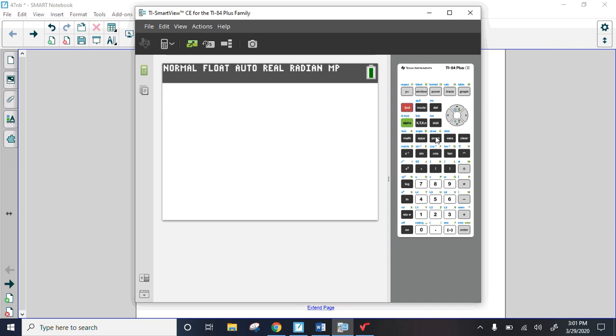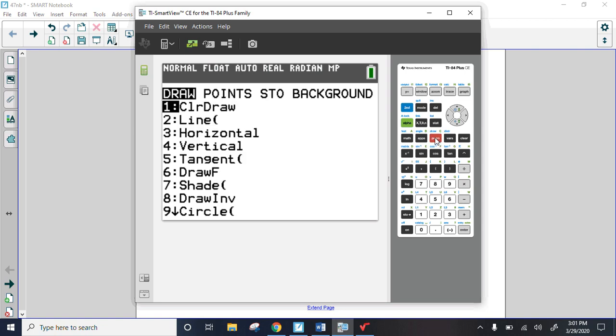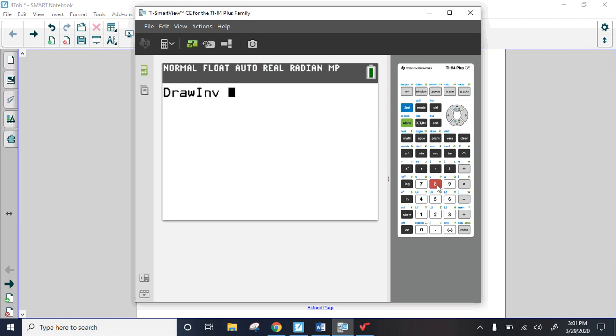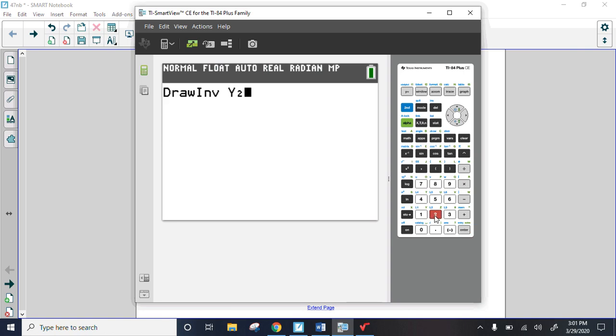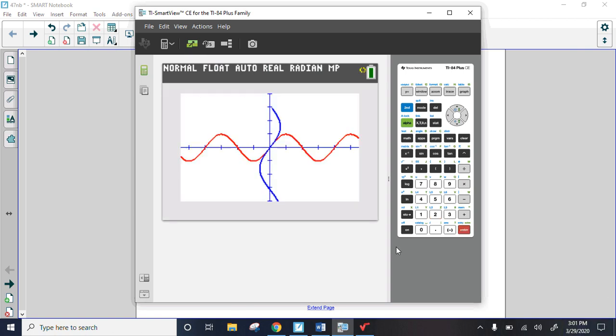So I'm on my home screen. I'm going to my draw menu, which is second program, and I'm going to draw inverse. And my function is in y2, so I'm going to go get y2, vars, y vars, function y2, and make sure you're watching the screen because it's going to draw the inverse trig function. So awesome. Our red one is our regular sine function, and our blue one is our inverse sine function.